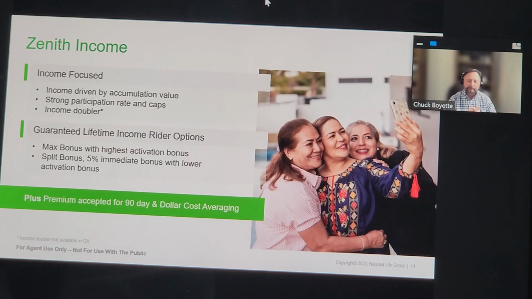allocations and how they perform, when your client is ready to turn on their GLEAR option with split bonus, they're also going to get an activation bonus. The longer they've had the product, the larger that bonus, but it is a lower activation bonus than with the max bonus. But it does give them activation bonus as well as an immediate bonus. So it just depends on the client, but with split bonus, like I say, if a client wants a balance between their accumulation and their income, then split bonus is a great option for them.